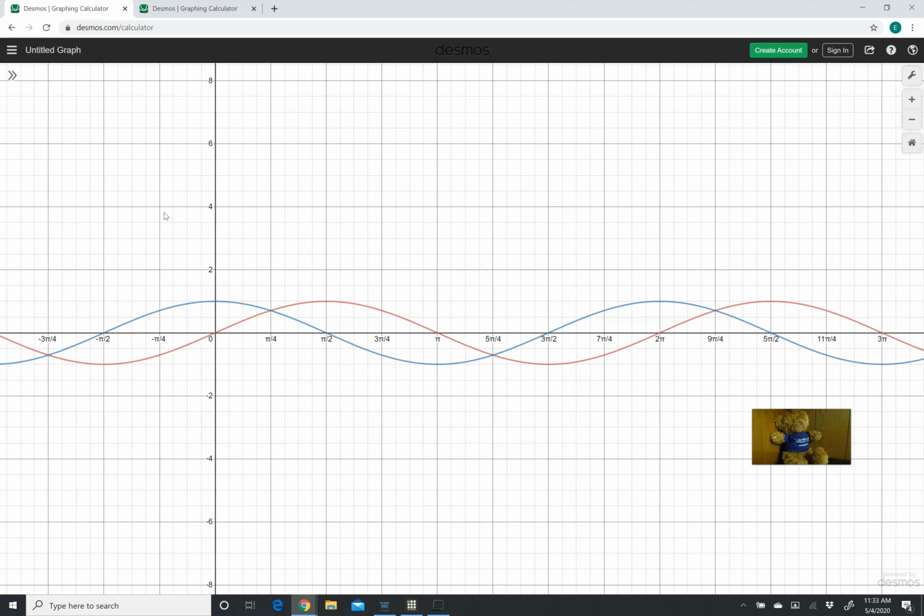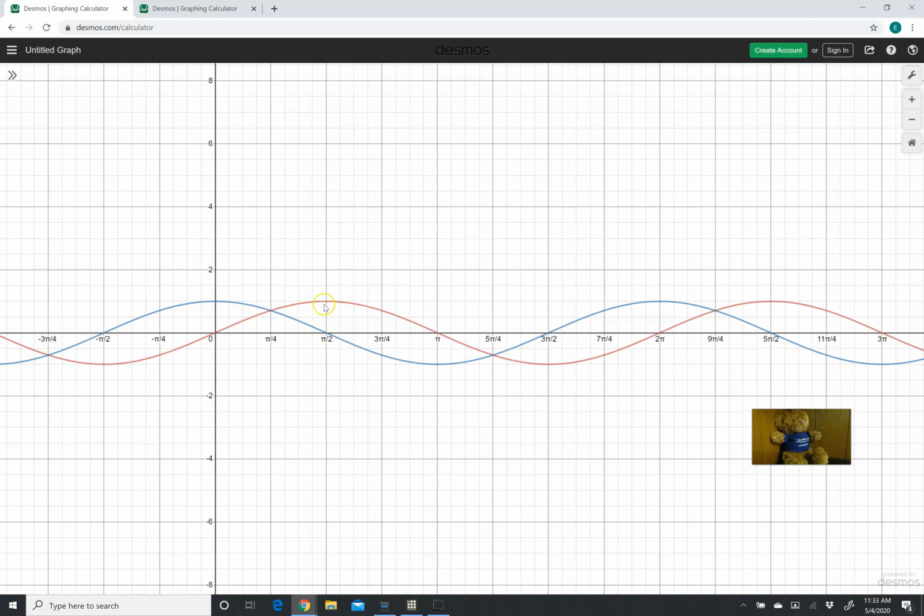Okay, the tangent. Well, the tangent is the sine over the cosine. So the sine graph is the one in red, and the cosine is the one in blue. Here the sine of 0 is 0, and the cosine of 0 is 1, so the tangent is going to be 0. Here, if we look at pi over 4, the sine and the cosine are the same. So when you take a number and you divide it by itself, you get 1. So the tangent of pi over 4 is 1.